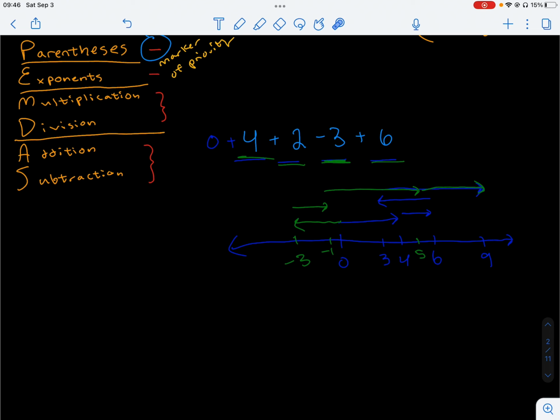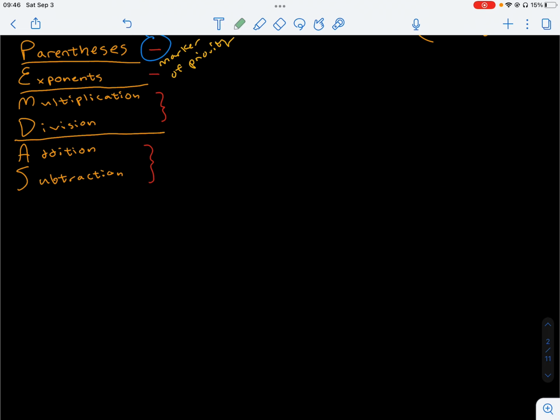And so that's why we say addition and subtraction are two sides of the same coin. They have the same priority level. You do them in any order you wish, and you get to the same destination, which in this case is 9. So that's just about addition and subtraction.